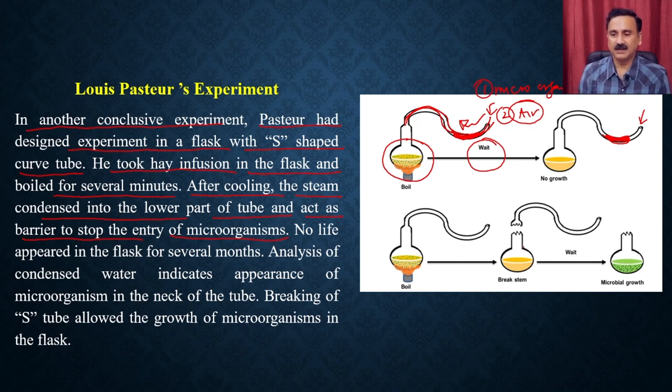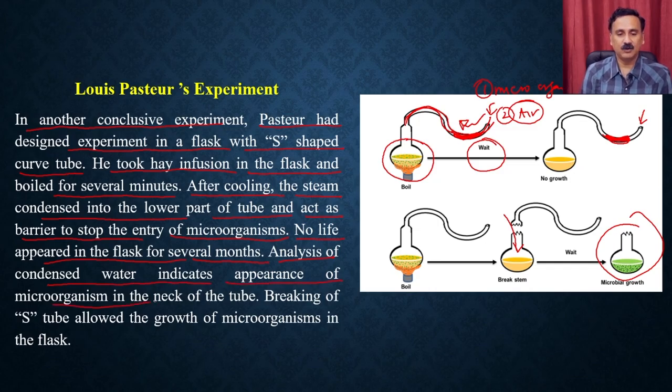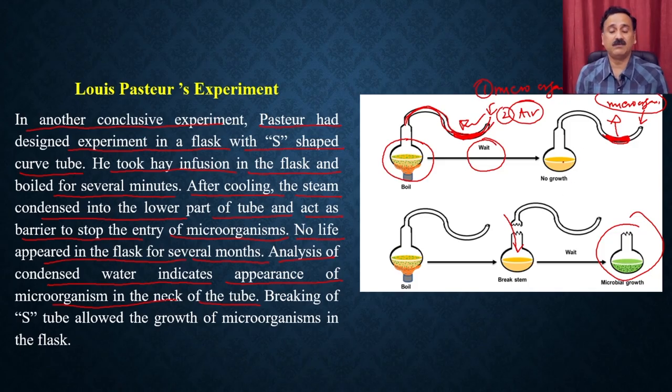But once he broke this S-shaped neck and it allowed the entry of microorganisms, what he found is that there was growth of microorganisms. So no life appeared in the flask for several months, okay. Analysis of the condensed water indicated the presence of microorganisms in the neck of the tube. So he took out this water and did the analysis. What he found is there are many types of microorganisms, but they could not go further, and because of that there was no growth even for several months. But when he broke the neck and did not remove this S tube from the flask, the microorganisms got the chance to enter into the flask and they showed growth.